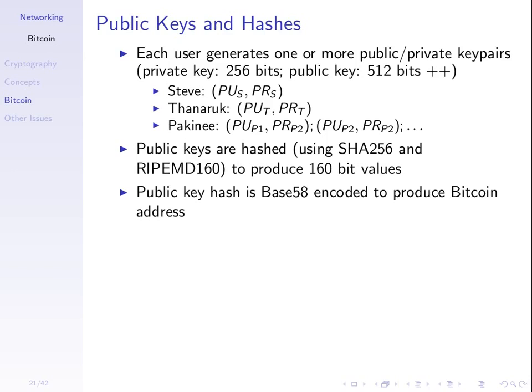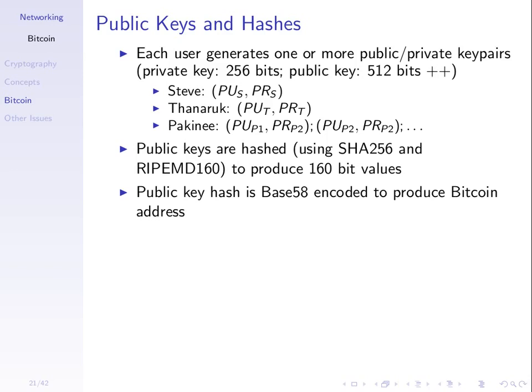Here are some numbers. The private key is 256 bits. The public key is 512 bits plus some extra header information, which is not so relevant. So, coming back to our transactions, Steve has his public key, PUS, and his private key, PRS. Tanarak has his key pair, and maybe Pekini has multiple key pairs.